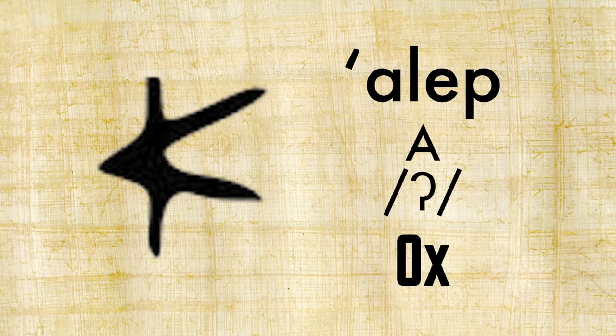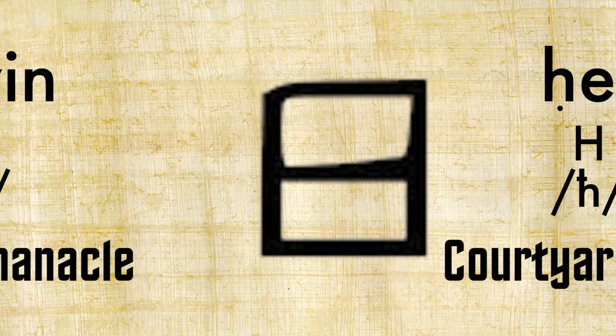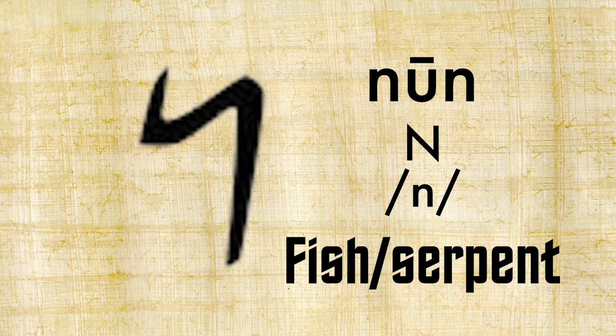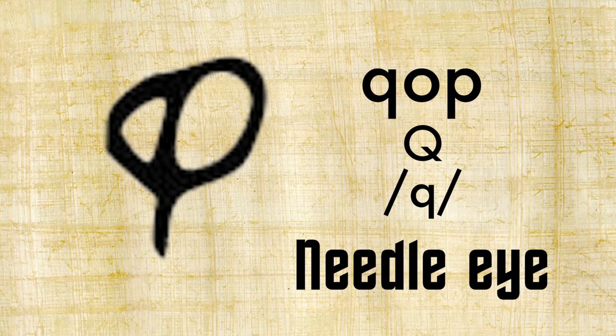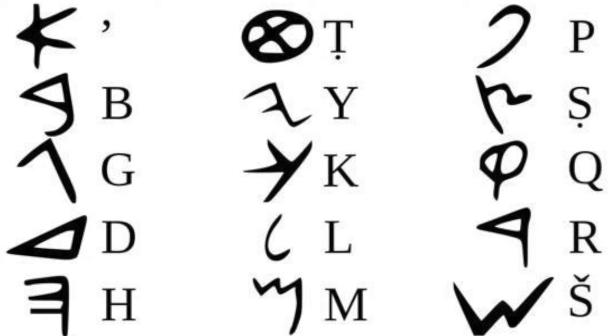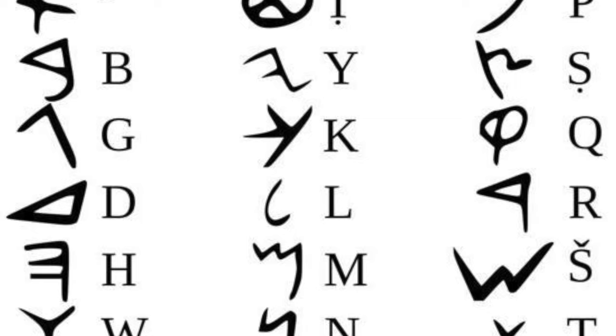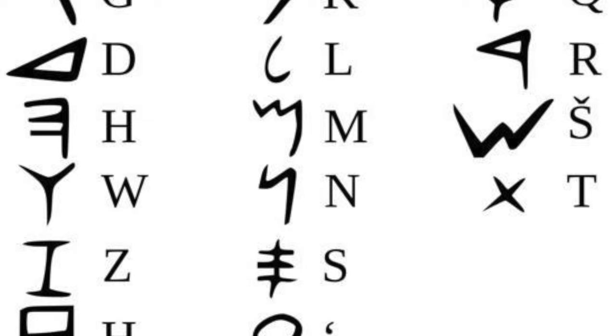This was the exact same story with bet, gimel, dalet, he, wow, zain, chet, tet, yod, kap, lamed, mim, nun, samek, ein, pe, sade, kop. Oh, that's where we get the letter Q from. Resh, shin, and tau. As you can see, these characters still kind of look like their original ideograms, but were simplified for use purely as the phonological building blocks of words.